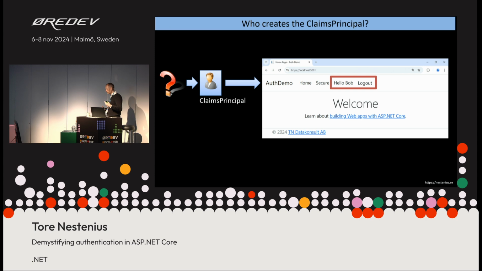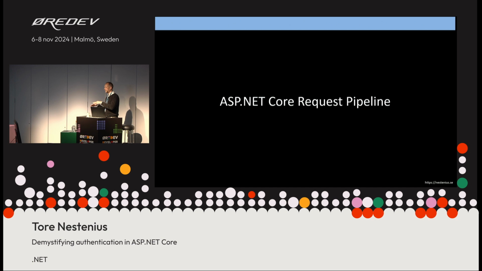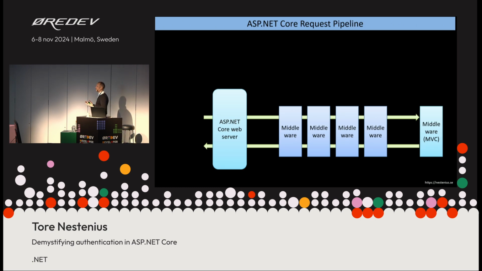So then the question is, who creates this claims principal object? Who sets it and who creates it? Well, we need to go back down into the internals of ASP.NET Core and look at the request pipeline to explore how things work under the hood. So under the hood, we have this classic request pipeline with middleware modules, and we can configure this pipeline and add modules to it, and each module can contain different kinds of functionality.